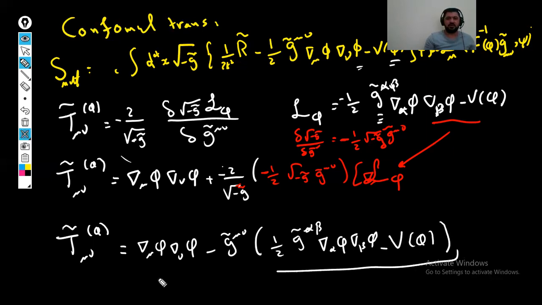So this is the energy-momentum tensor for the scalar field φ in the Einstein frame, not in the Jordan frame. In the Einstein frame, after applying the conformal transformation. So this one.